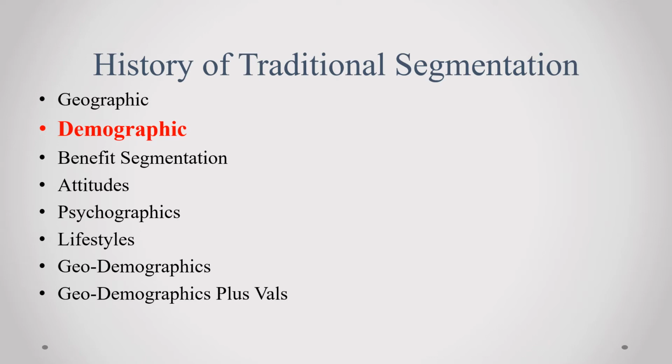There also has been the use of attitudes and psychographics and lifestyles in segmentation, typically in an attempt to produce better predictability of what types of products a customer might buy. We also sometimes will talk about geodemographics and geodemographics plus VALS. These are more sophisticated approaches to traditional segmentation, all with an eye on doing a better job of predicting what types of products and what types of messages a particular consumer would respond to.